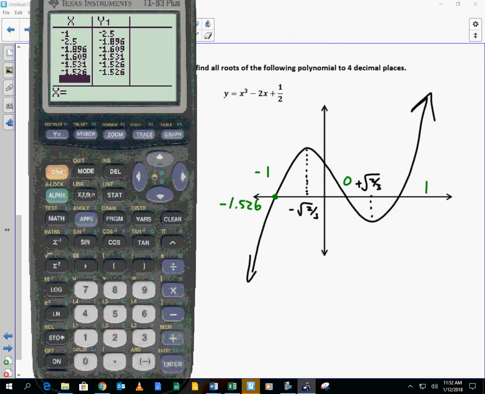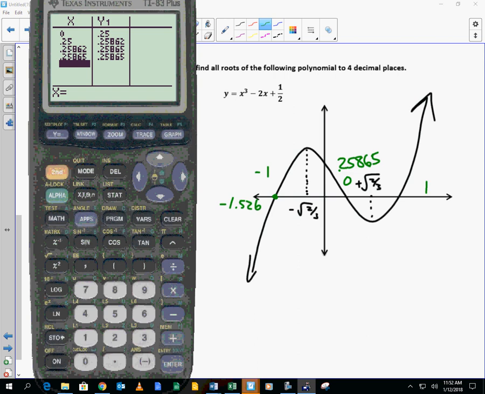Kelvin, what would you like to guess now? All right, we'll do it. 0, I get 0.25. All right, we'll guess 1/4. 0.25865 looks like a really good approximation for that middle one. And now I'll guess 1.